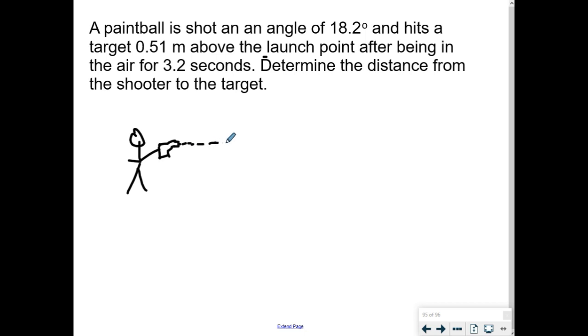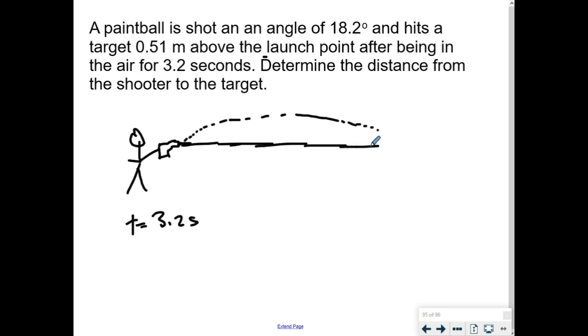It doesn't actually travel in a straight line, though, right? We know that straight line's not true. It's going to travel in a little bit of a parabola. And in doing so, it's been in the air for 3.2 seconds, so I know my time value is 3.2. It hits a target 0.51 meters above the launch point. If the bullet could have gone straight, it actually hit the target a little above where straight would be, 0.51 meters above, which means I know the distance traveled in the y direction is 0.51 meters. It had a little bit of height gain to it.